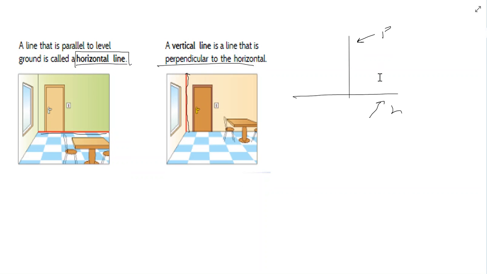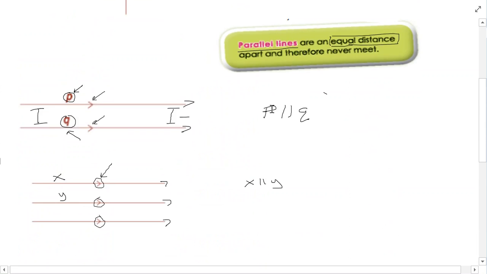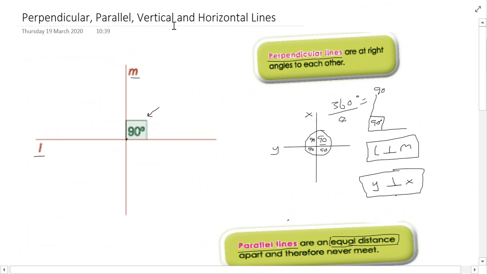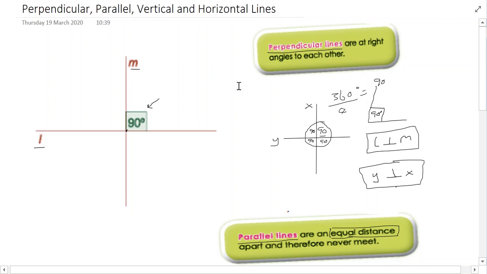Okay, so guys, that's just the lesson for today. It's just short and sweet. So we're just looking at perpendicular, parallel, vertical, and horizontal lines and what they mean.